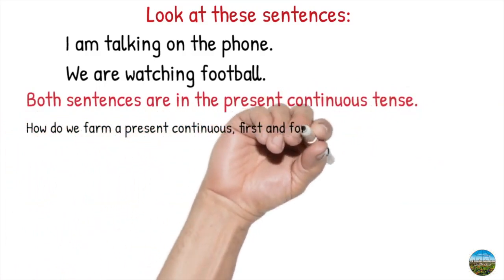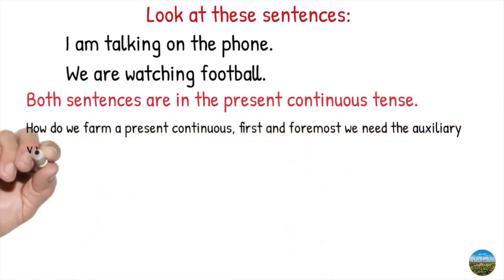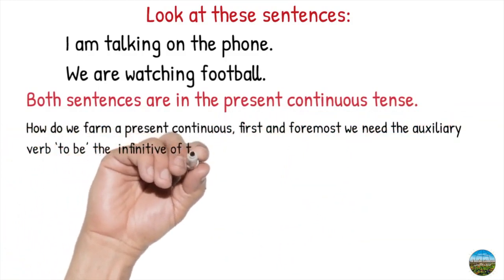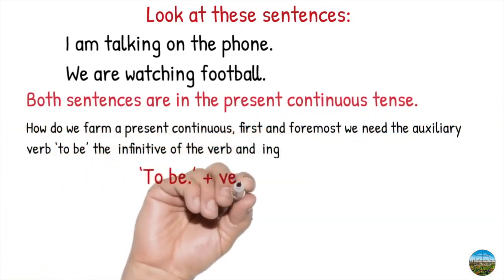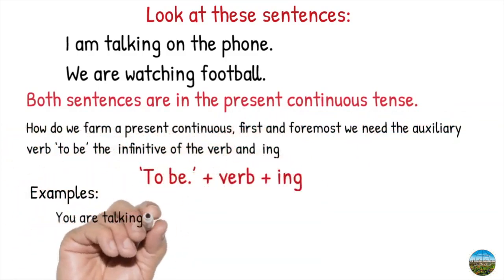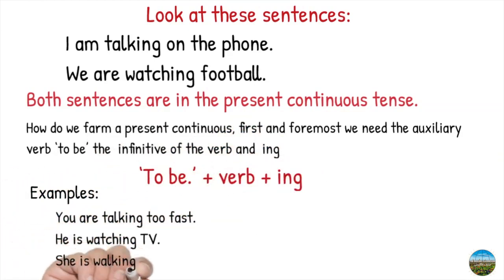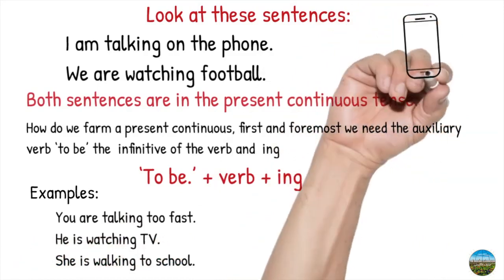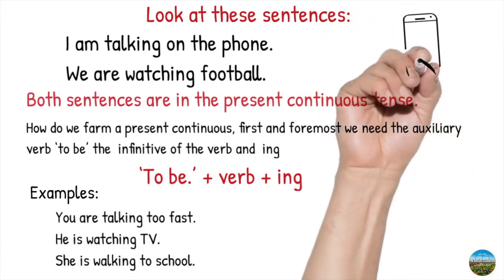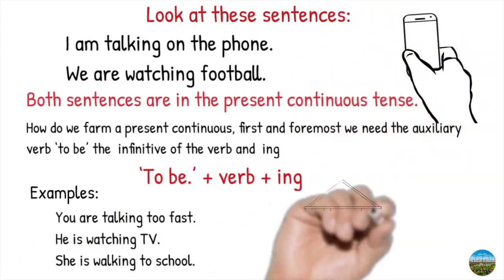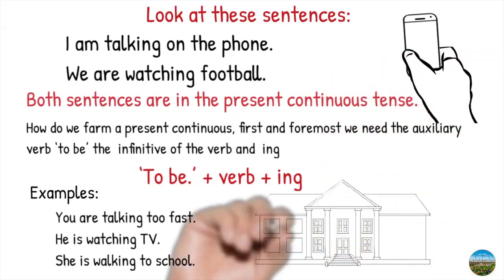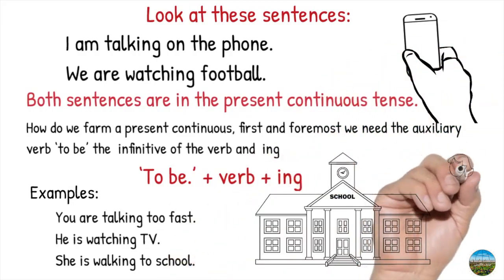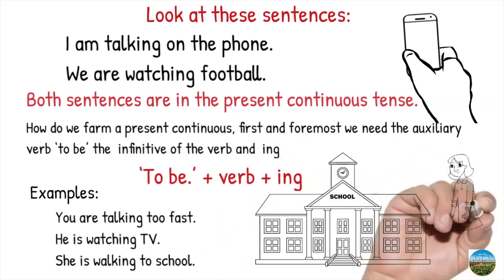How do we form the present continuous? First and foremost, we need the auxiliary verb to be, the infinitive of the verb, and ing. To be plus verb plus ing. Examples: you are talking too fast. He is watching TV. She is walking to school.